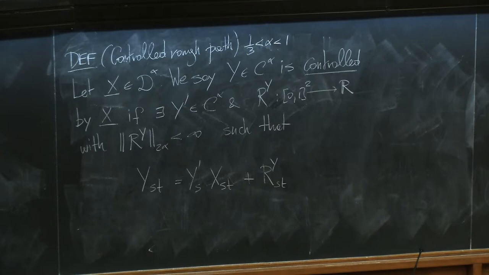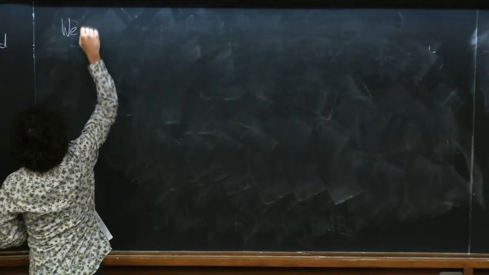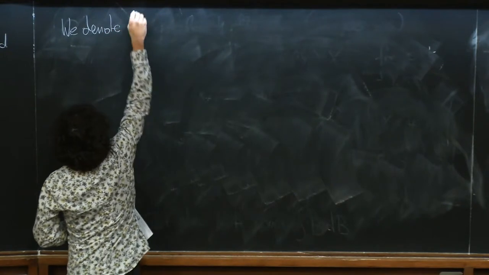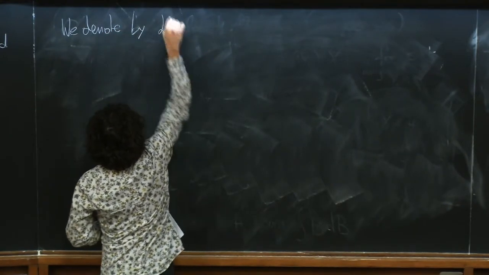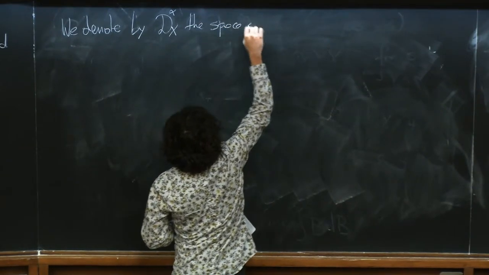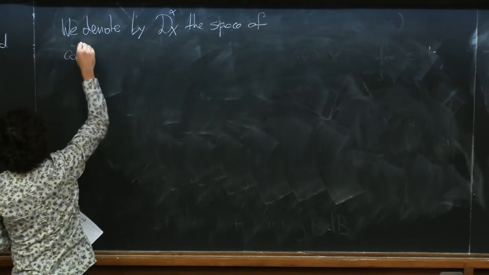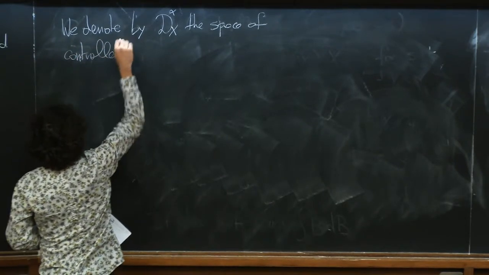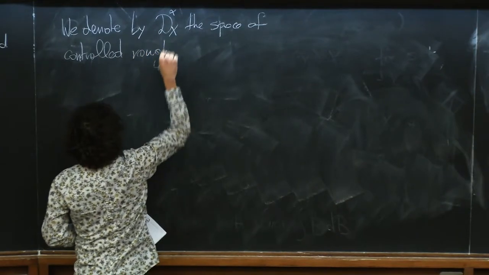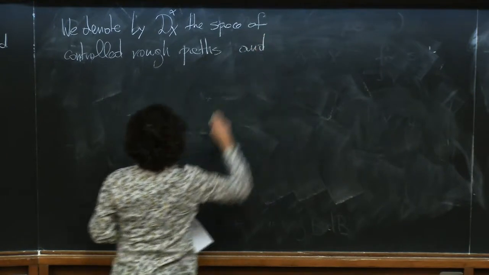Yeah, so first, let's see how we will quantify the norms of these things. We denote by D^α_X the space of controlled rough paths. And we will define a norm.